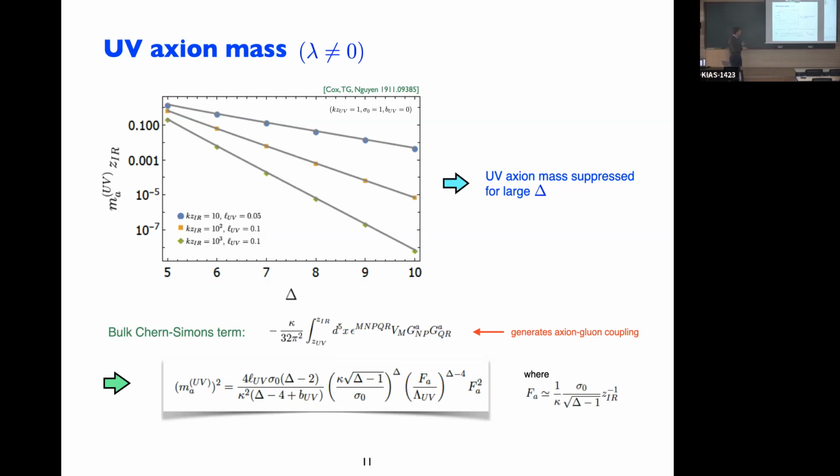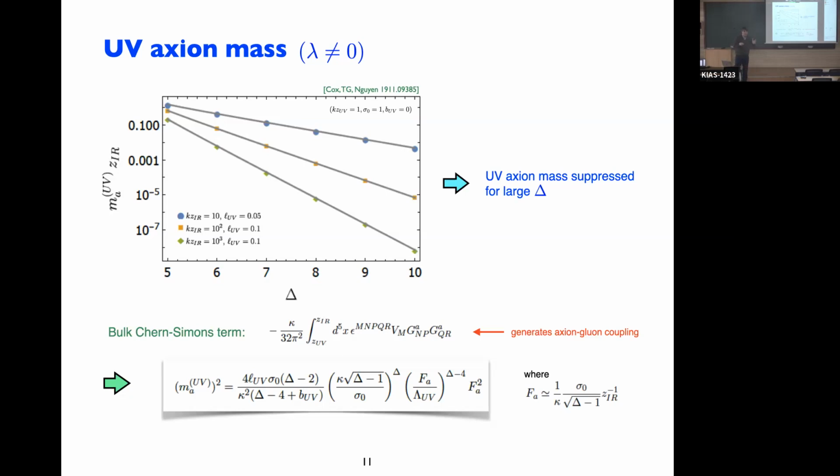So this delta is controlling the suppression of the profile on the UV boundary. And the bigger you make delta, the more the profile is exponentially suppressed, and the mass is smaller and smaller. And that's what you see here for some range of values. But what you see is that the UV axion mass is suppressed for large delta. This dimensionless parameter delta in the 5D Lagrangian has to be of order 10 to get a big suppression of the mass.